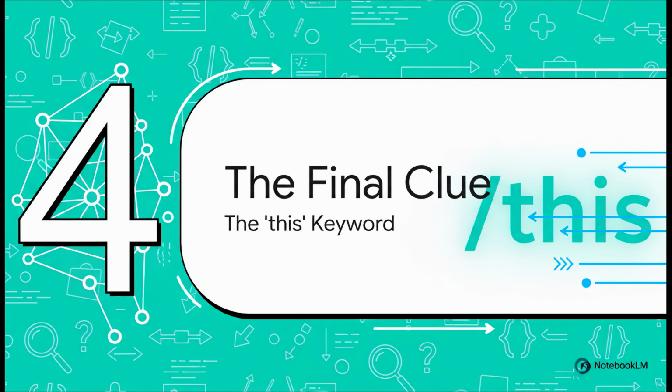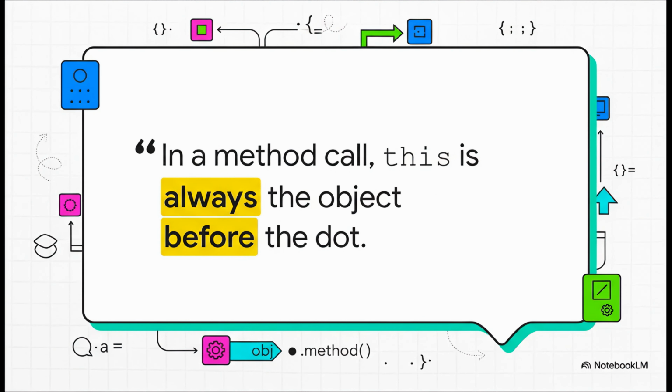We're getting so close. We have just one more major clue to uncover before we can crack this case wide open. And it all comes down to one of the most famous, and maybe infamous, keywords in all of JavaScript, the this keyword. You should tattoo this rule on your brain. It does not matter if a method is on the object itself or 5 levels up the prototype chain. When you call a method, this is always the object that came right before the dot in the call. That's it. That is the one and only rule.